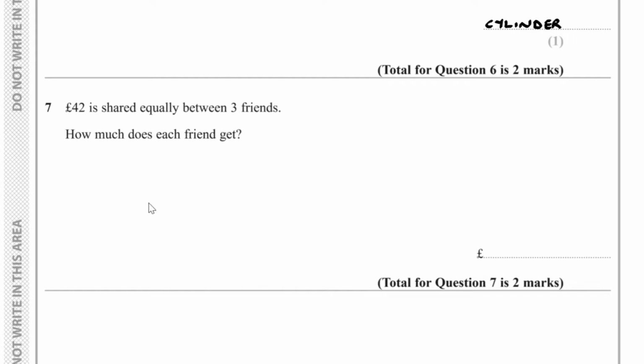Question number 7. £42 is shared equally between 3 friends. How much does each friend get? Well, we've got this £42, and if I share it between 3 people, I would have to divide by 3, so each person gets £14.